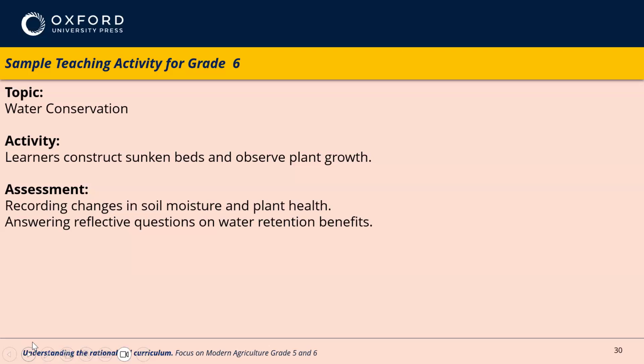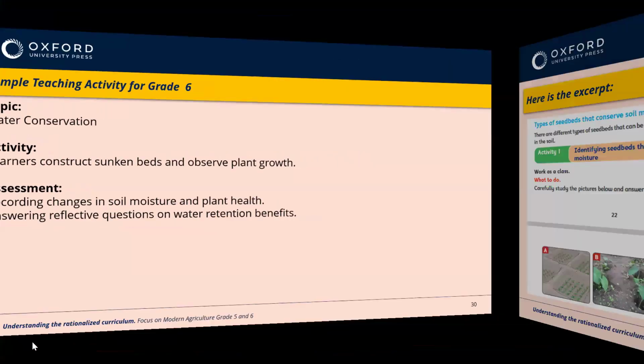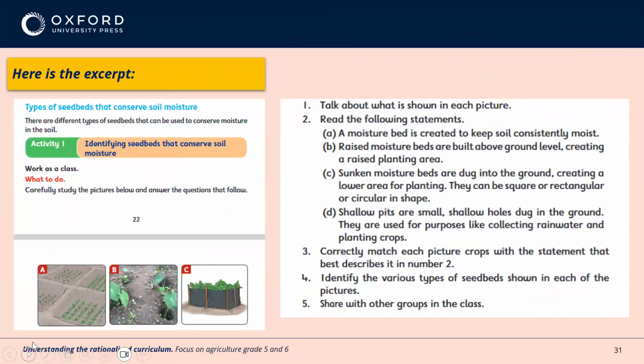So we have engaging activities in the Oxford books. That's what I'm trying to emphasize here. Next slide, Susan. There's an excerpt there explaining the same again. We have types of seed beds. They learn about it, they talk about it. Then at the end there, they're going to share with other groups in class. So there's a lot of collaborative learning in Oxford books.